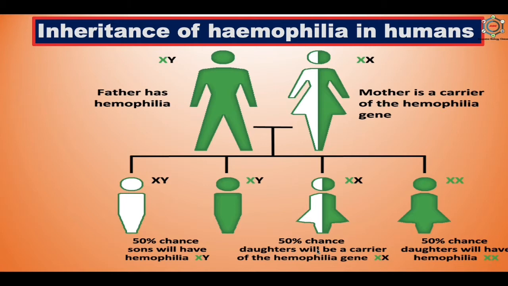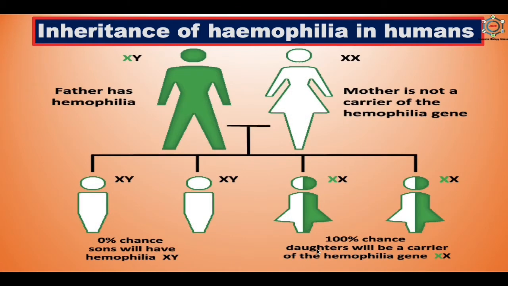So in this condition, in the offspring, there is a 25% chance the son will have hemophilia, a 25% chance the daughter will have hemophilia, a 25% chance the daughter will be a carrier of the hemophilic gene, and a 25% chance the son will not have hemophilia. But if the father has hemophilia and the mother is not a carrier of the hemophilia gene, in this condition there is a 0% chance the son will have hemophilia and a 100% chance that the daughters will be carriers of the hemophilia gene.